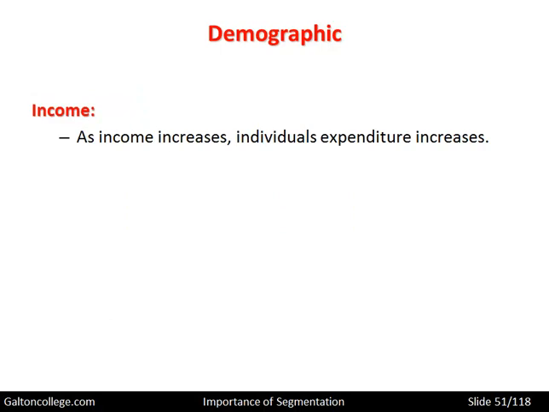Income. As income increases, individual expenditures tend to increase. There seems to be a positive relationship between incomes and expenditure. As incomes rise, we spend more.